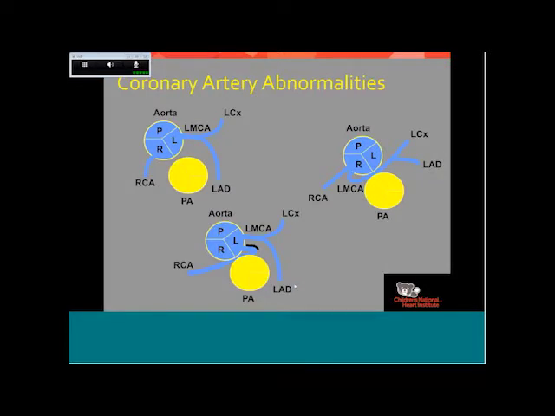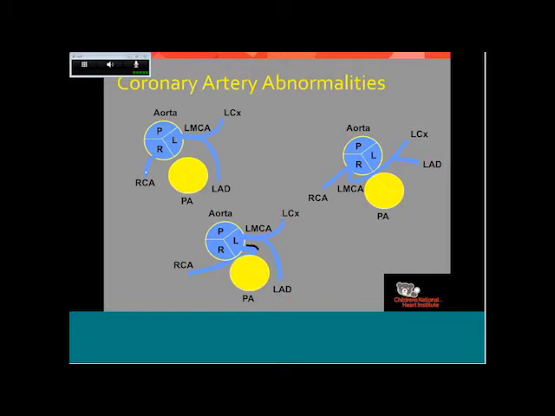Here's just a diagram to show you what we're talking about. This is the normal distribution. If you're looking down from the head, down on the aorta, you'll see the left main coronary artery that comes off of the left cusp and then splits or bifurcates into the left anterior descending and left circumflex, and then the right coronary comes off of the right cusp.